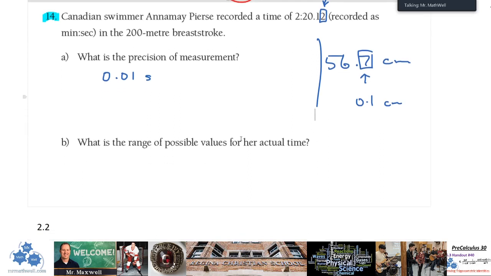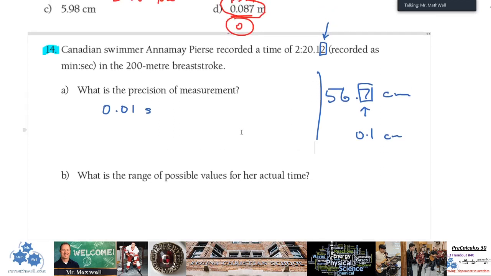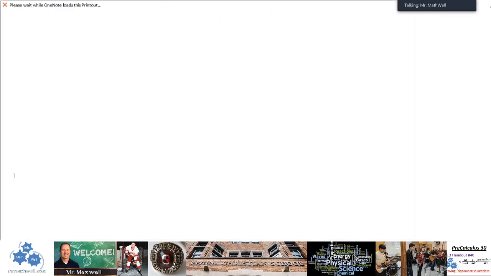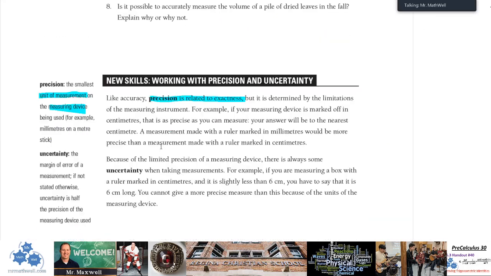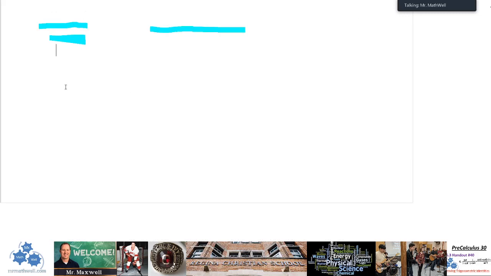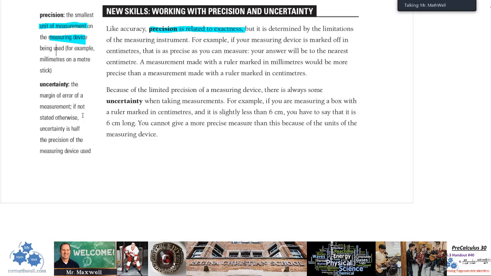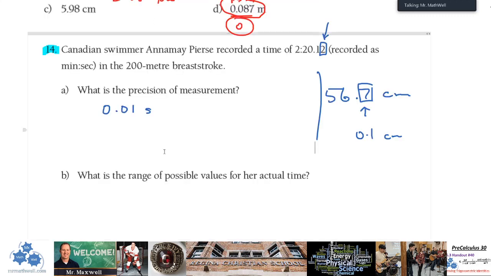Okay, so the range of possible values, this covers a couple different concepts. It talks about uncertainty. So if I go back to the workbook here, it talks about uncertainty, which is sort of the margin of error of the measurement. So if you have a certain precision, you also have a certain uncertainty, and that uncertainty is really half of the precision, okay? The uncertainty would be half of the precision. What do I mean by that?